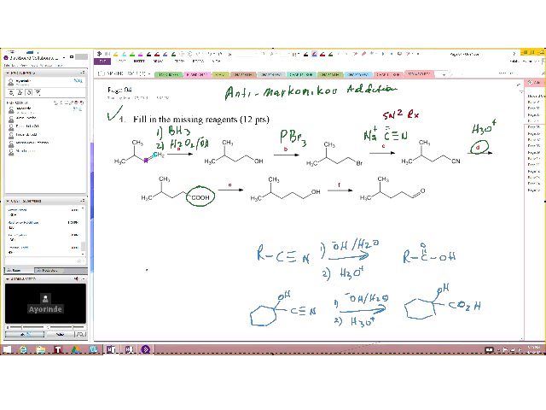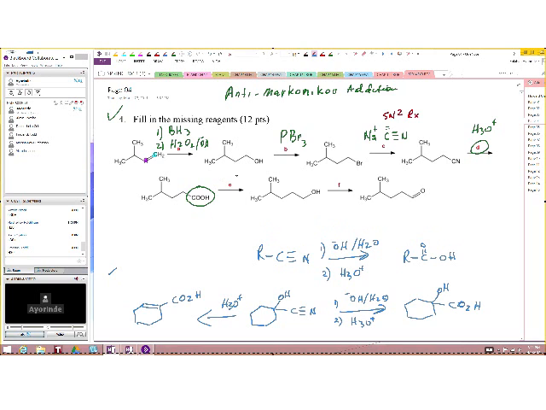Because if you just start off by doing this here, what you are going to get will be this here. You get an alkane. So keep that in mind.